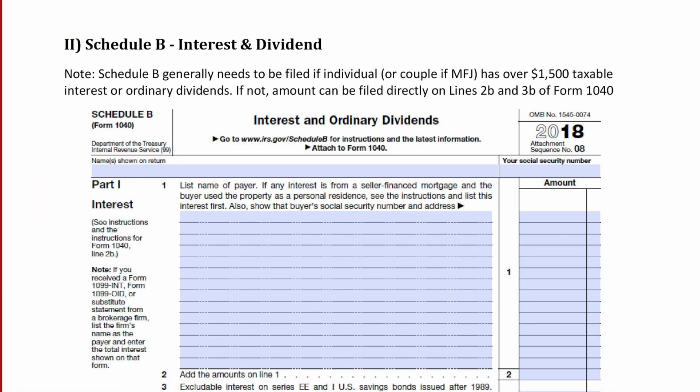On page 27, we're looking at Schedule B to Form 1040. And this one's for interest and ordinary dividends. So part 1 of Schedule B is interest. And scroll down, part 2 is ordinary dividends.